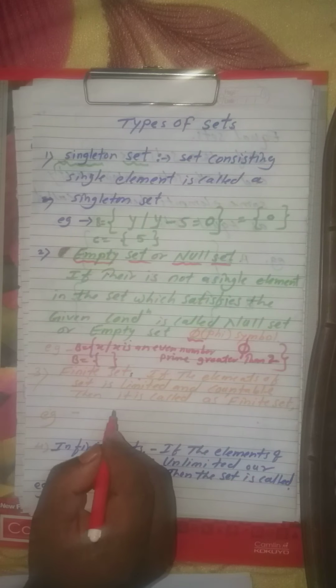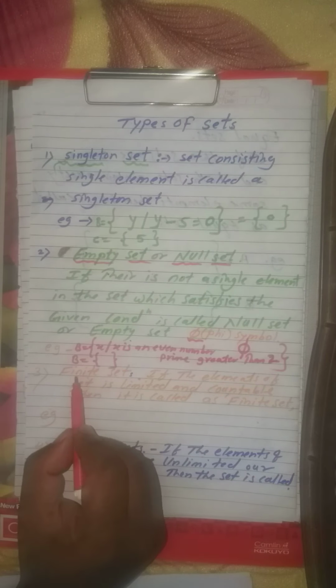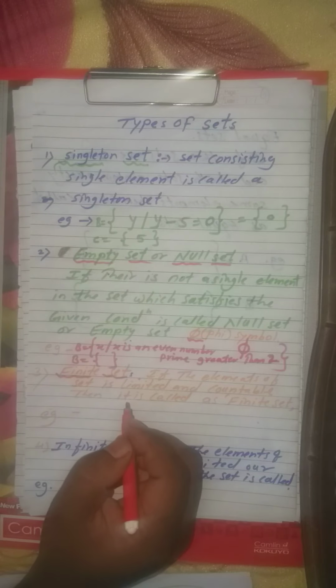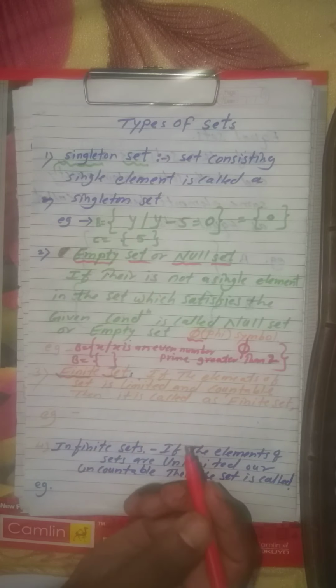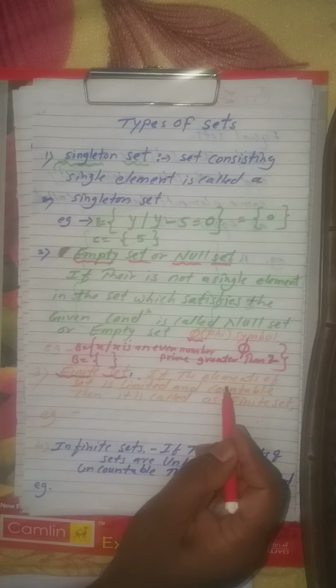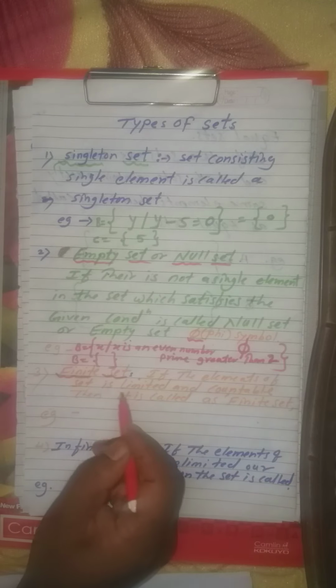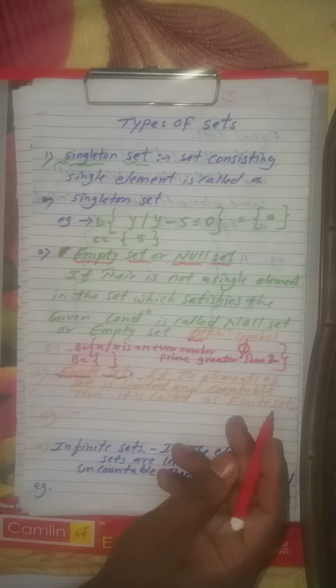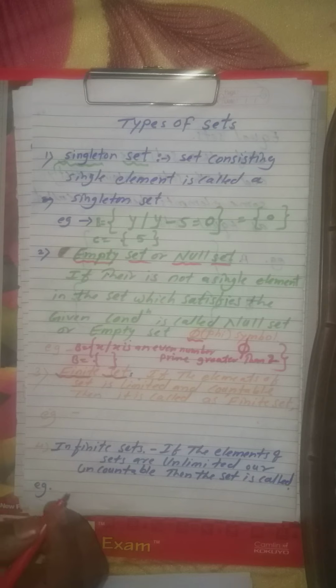Now the third type of set is the finite set. The word itself indicates the meaning. Finite means countable or limited. If the elements of a set are limited and countable, then it is called a finite set. Now an example of this.